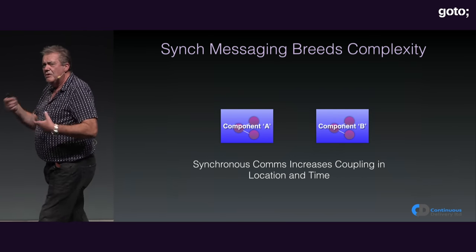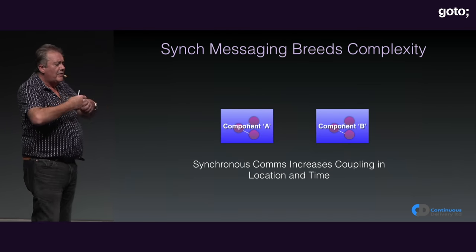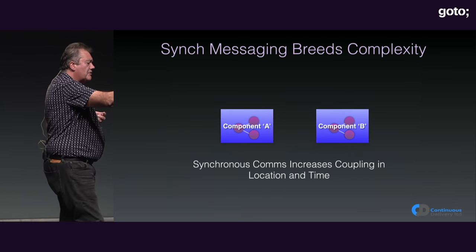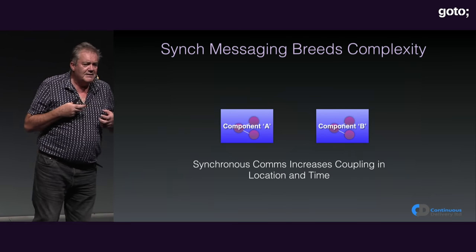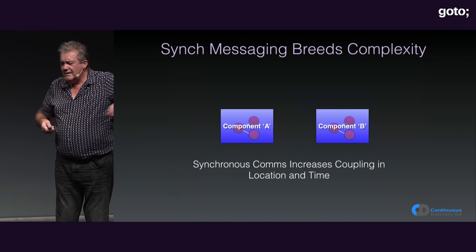So synchronous communications increase coupling in both location and time. If we've got all of this stuff and we're making a call to the other thing, that thing's got to be there until pretty much it's sent the answer back. If it's not there when we send it, we're stalled.